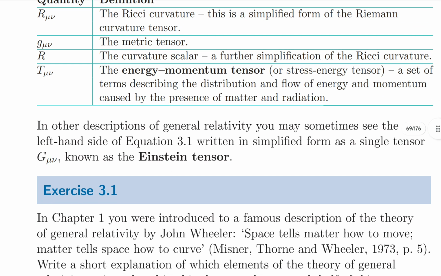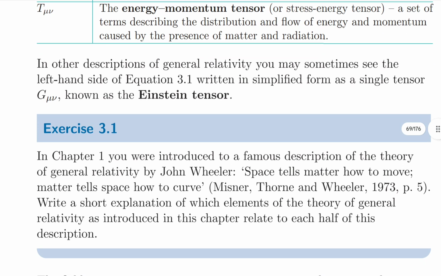In other descriptions of general relativity, you may sometimes see the left-hand side of equation 3.1 written in simplified form as a single tensor, G_μν, known as the Einstein tensor.